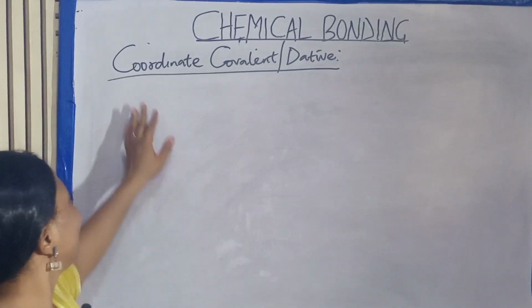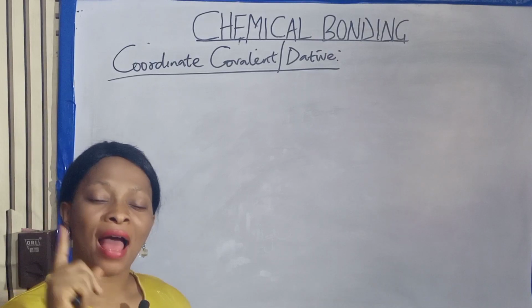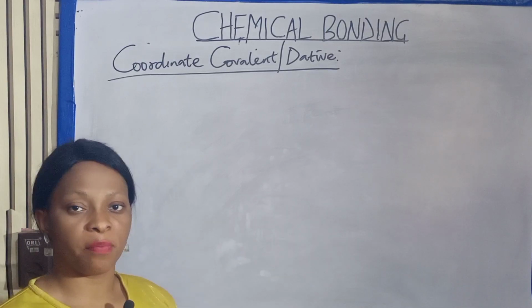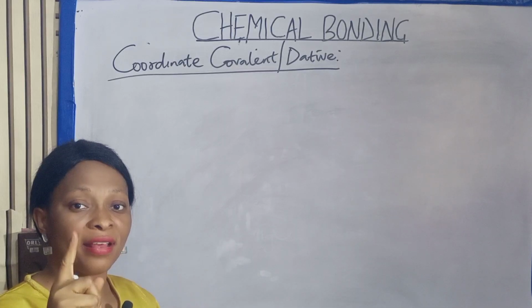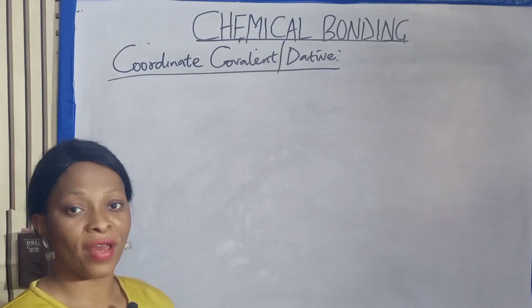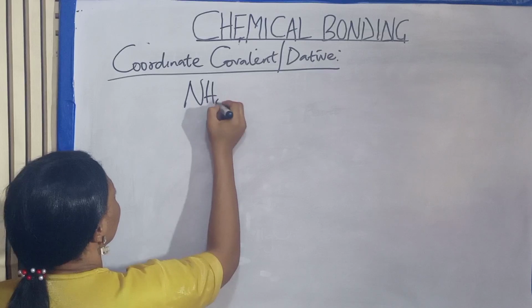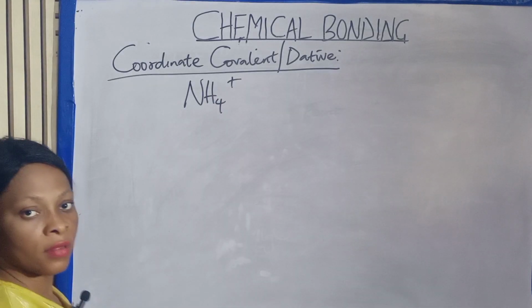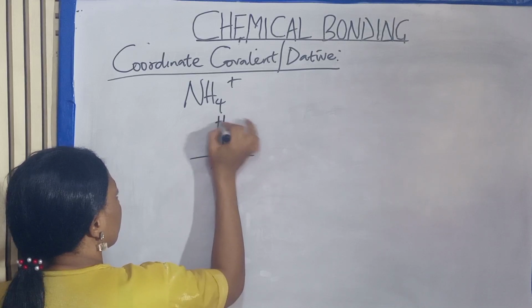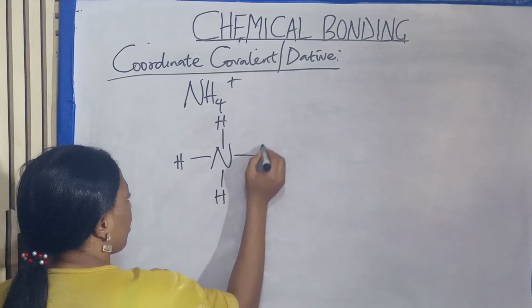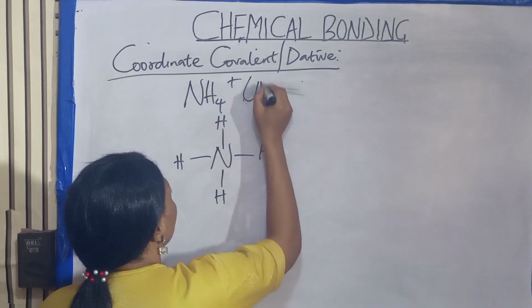Okay, so this is coordinate covalent or dative bonding. Here, one atom donates to the other participants. Unlike in covalent bonding where there is sharing, here one atom is the giver to the other atoms. Let's look at this. An example is the ammonium ion. Now, you have nitrogen with the lone pair here, surrounded by hydrogen. Are we together?